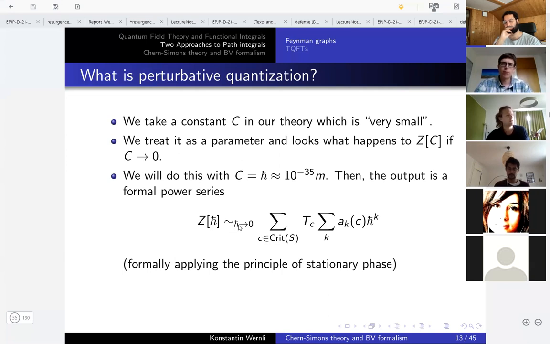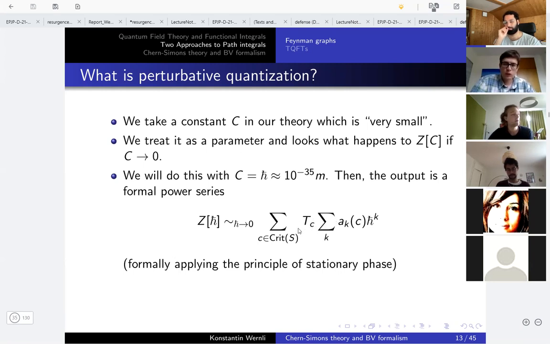Because h bar is somehow a parameter that measures, well, h bar being non-zero means that we have quantum phenomena in our theory. So if we let h bar go to zero, we are approaching the classical case. And classically, we know that the physics is described by the critical points. So this is just saying that as h bar goes to zero, we are focusing on something that's concentrated very closely to the critical points.